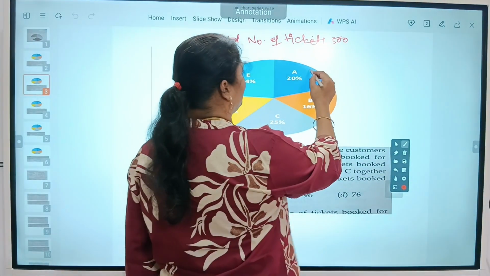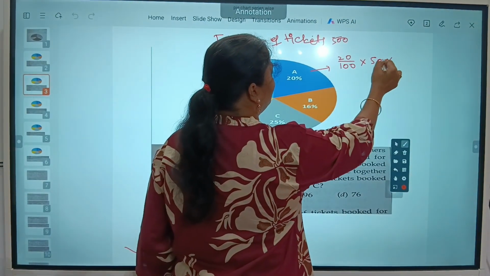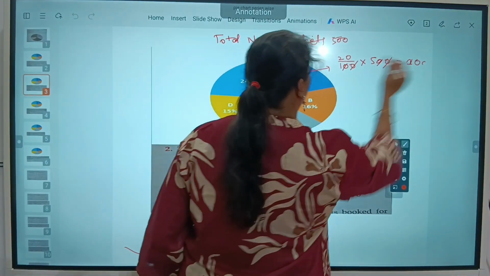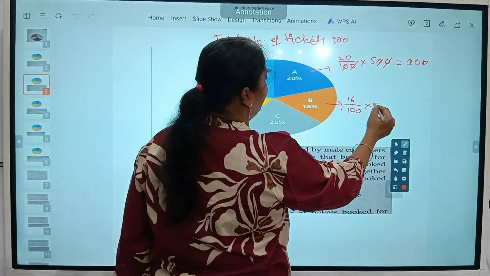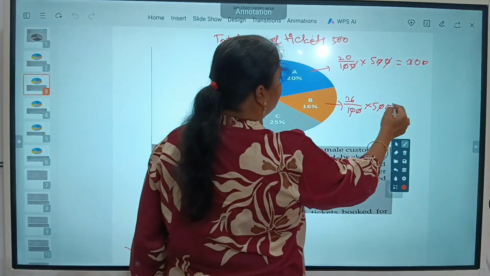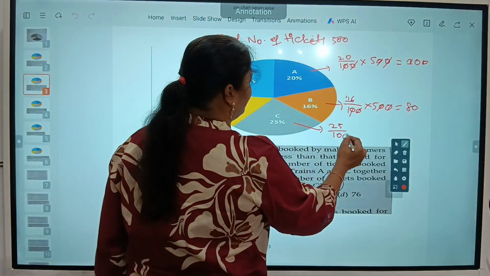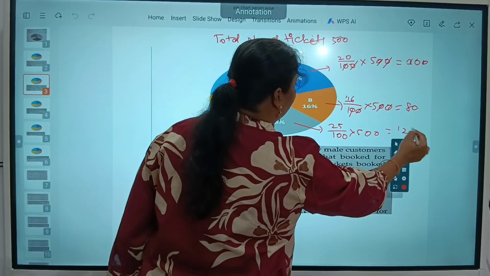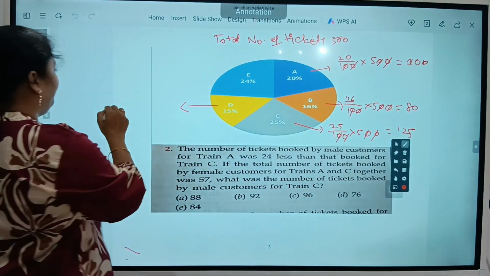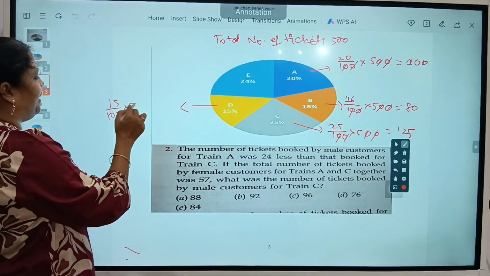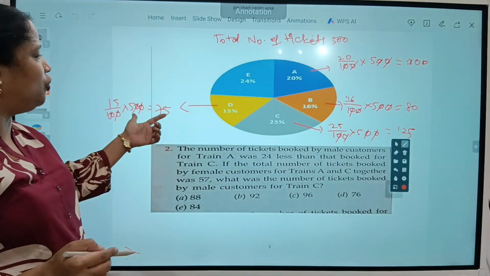If you can do fast calculations, you can calculate how many tickets were booked by each train also. Suppose A is 20%, means 20 by 100 into 500. Zeros cancel, so 100 tickets were booked by A. Again B, 16 by 100 into 500, 16 fives are 80. For C, 25 by 100 into 500, means 125 tickets were booked in train C. And for D, 15 by 100 into 500, so it will be 75 tickets.